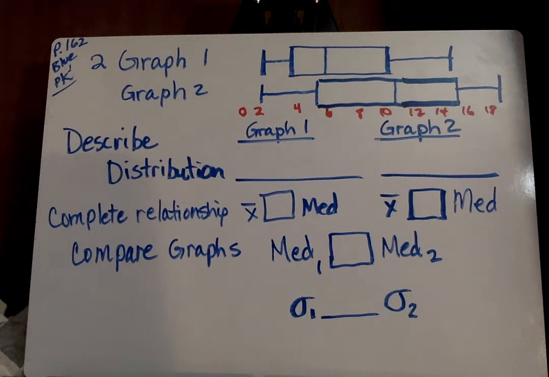Hello students, today we will be going over box and whisker plots and describing distribution, completing relationships. This is 9.1 part 2 and I'm going to re-explain some things. Now, this is graph 1 and graph 2 on page 162 of your blue packet. Now let me explain the box and whisker plot.